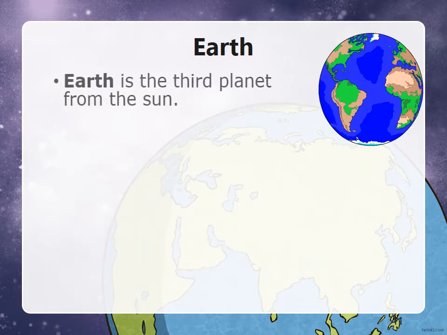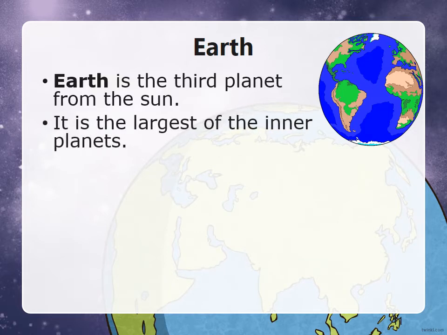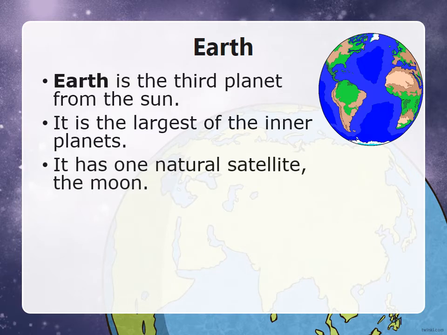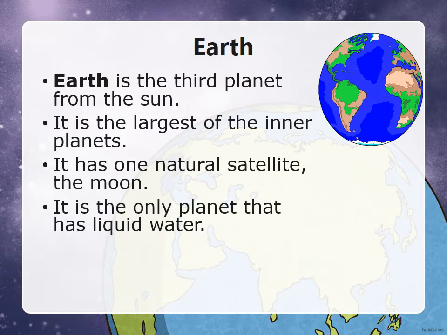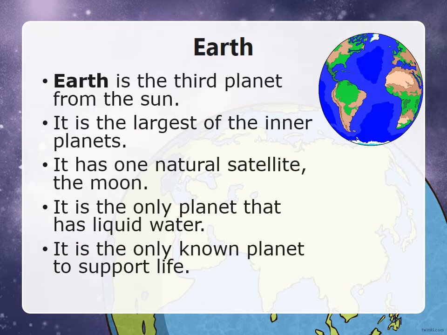Third, Earth. Earth is the third planet from the sun. It is the largest of the inner planets. It has one natural satellite, the moon. It is the only planet that has liquid water. It is the only known planet to support life.